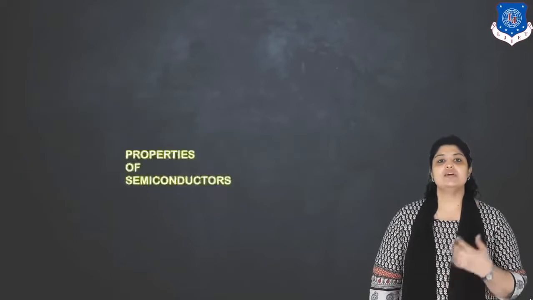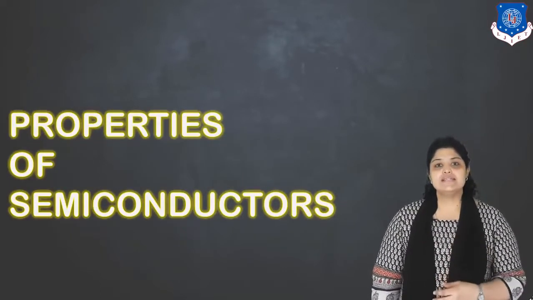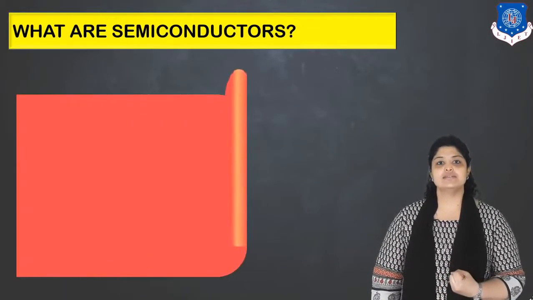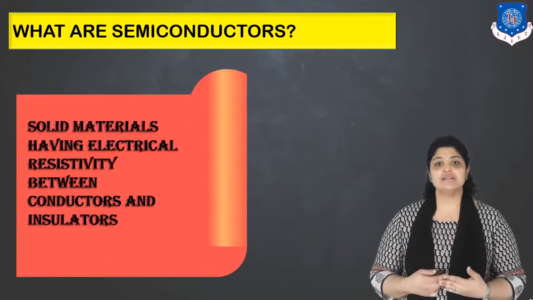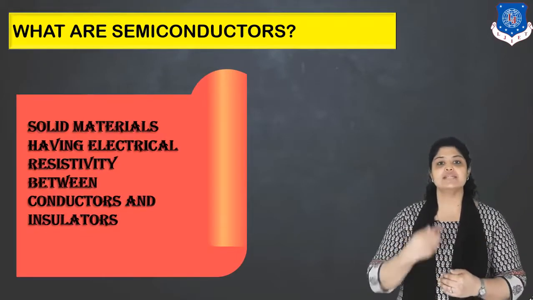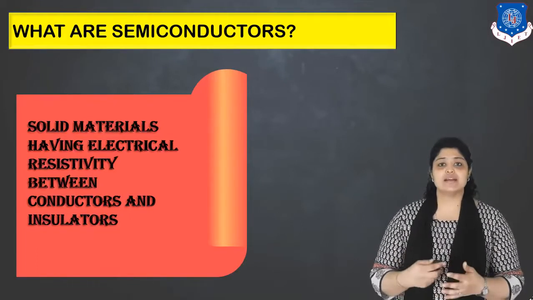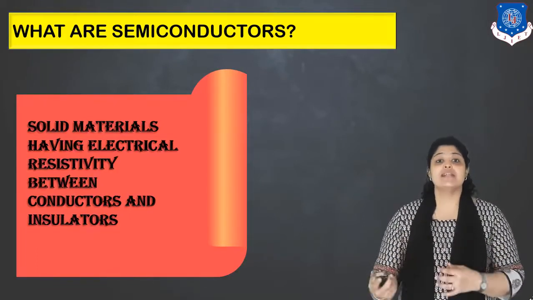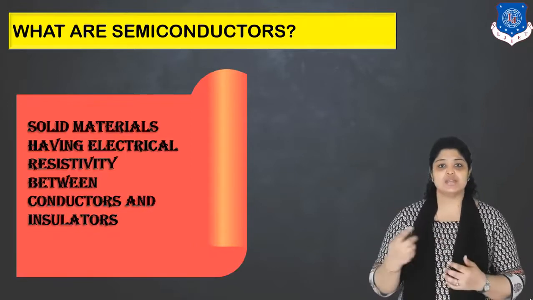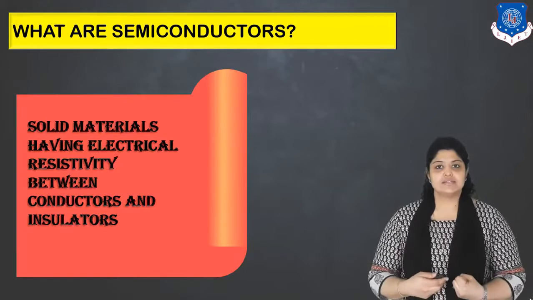So starting with properties of semiconductors first. Let's see what a semiconductor is. Semiconductors are solid materials which have electrical resistivity which is between conductors and insulators. Common examples of semiconductors that come to our mind are silicon and germanium, Si and Ge. What exactly is a semiconductor?